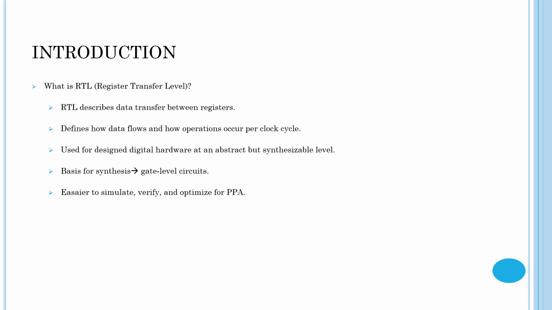RTL is widely used in real chip development because it is easier to simulate and verify. It allows early detection of design bugs and it helps designers optimize the circuit for performance, power, and area before fabrication. So, at a high level, RTL is the bridge between digital design ideas and real hardware implementation. And it is the starting point of almost every modern digital chip.